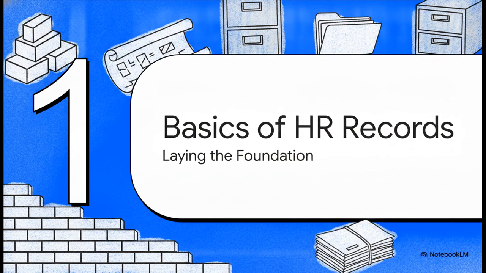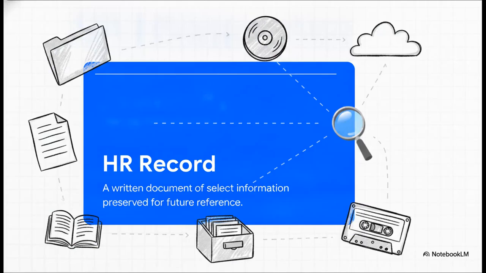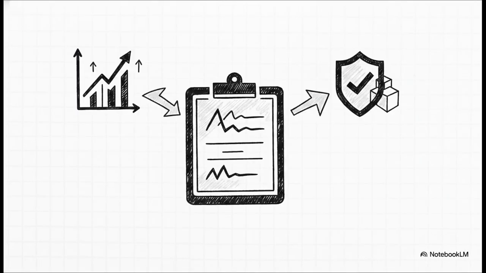Okay, Section 1, the basics of HR records. Let's lay the foundation here. At its absolute core, an HR record is essentially the foundational memory of a company. By definition, it's a written document consisting of select information that is preserved, either manually or mechanically, for future reference and decision-making. It could be kept as a loose sheet, a logbook, maybe physical cards, magnetic discs, or even audio cassettes back in the day. Regardless of the format, these records provide the vital information a company desperately needs to administer literally any human resource function.